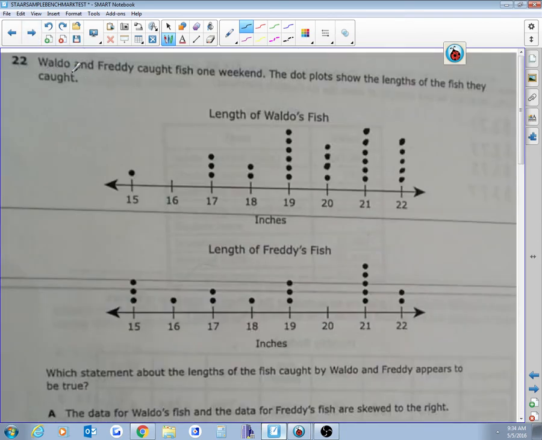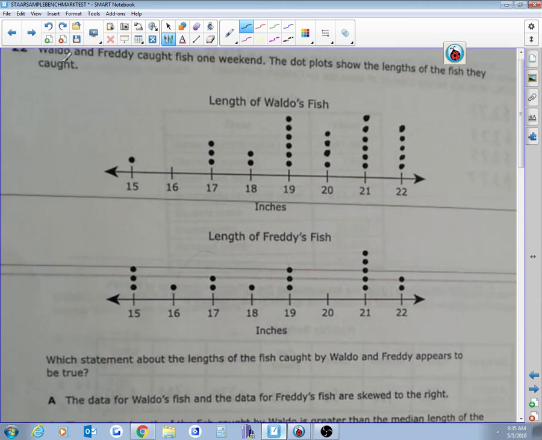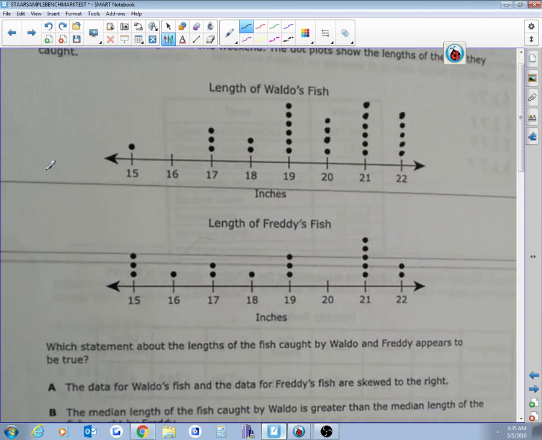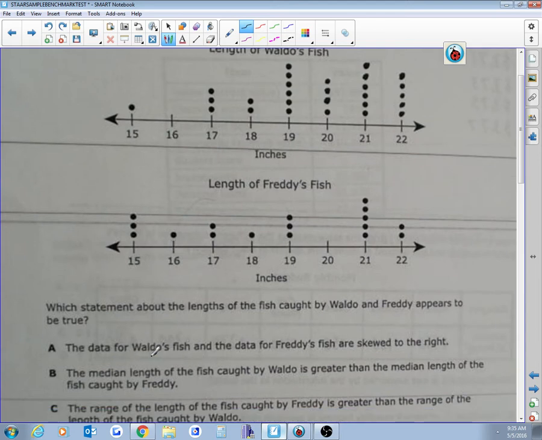22. Waldo and Freddie caught fish one weekend. The dot plot shows the lengths of the fish they caught. Okay, pay attention to this, because we have not been over this much. Which statement about the lengths of the fish caught by Waldo and Freddie appears to be true? The data for Waldo's fish and the data for Freddie's fish are skewed to the right.